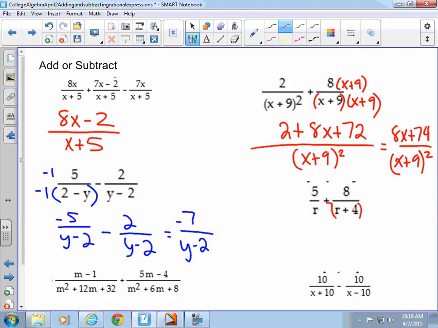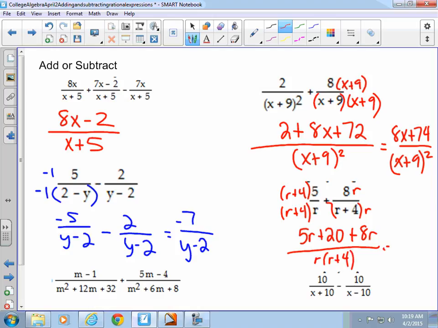So this one needs an R, and this one needs an R plus 4. So I get 5R plus 20 plus 8R over R times R plus 4. Again, leave the denominator factored. You don't want to multiply all those out. So that would be like R squared plus 4R. It would, but just leave it.